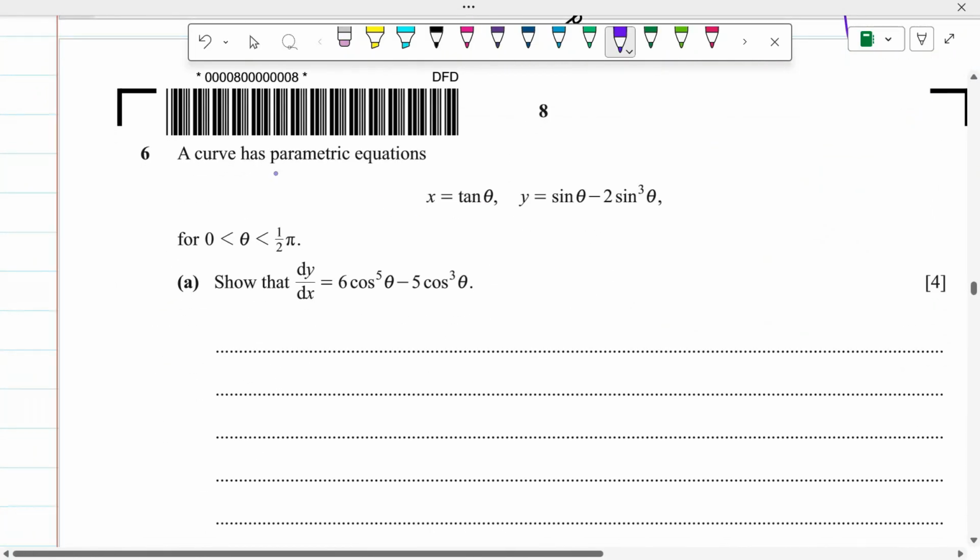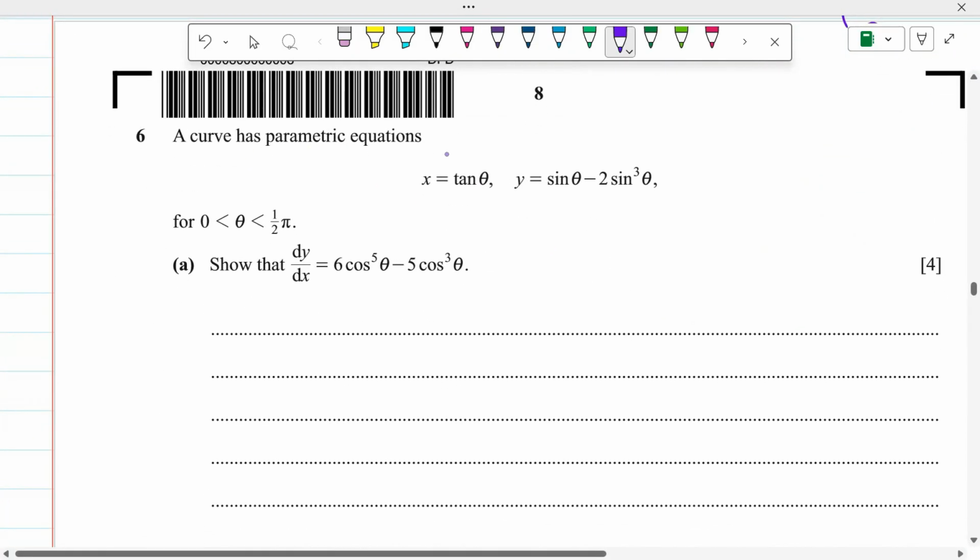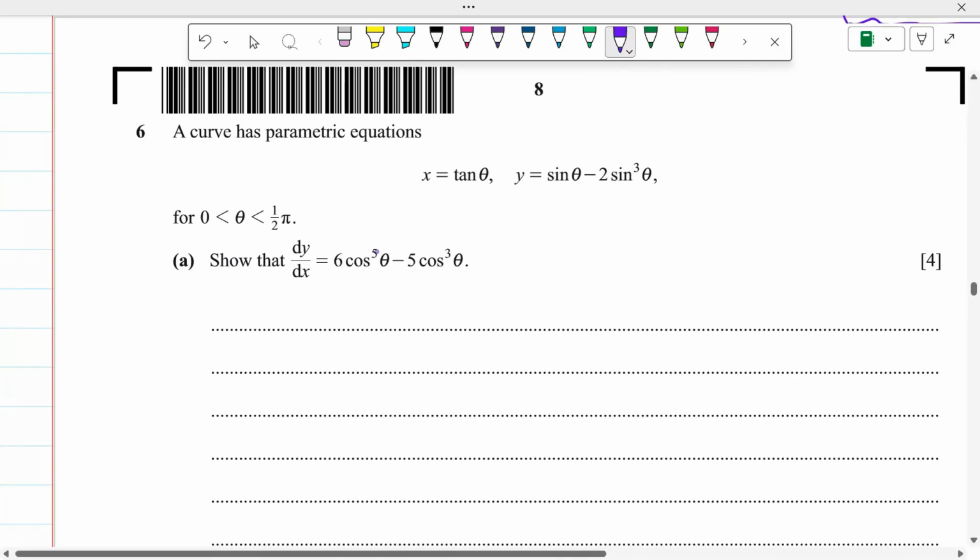Let's move to question number 6. The curve has parametric equations x is equal to tan theta and y is equal to sin theta minus 2 sin cubed theta, where theta is less than pi by 2 and greater than 0. Show that dy over dx is equal to 6 cos to the power of 5 theta minus 5 cos cubed theta.